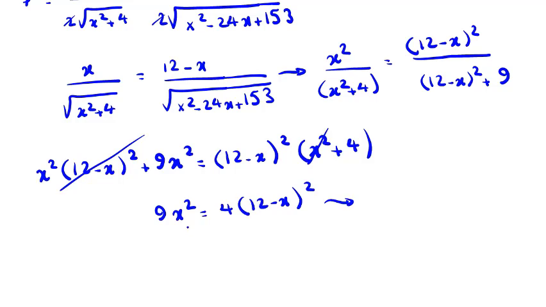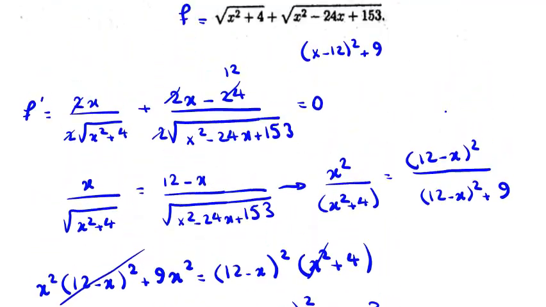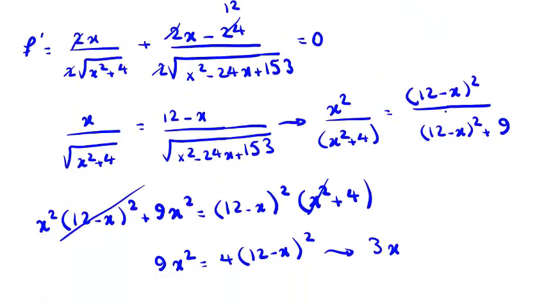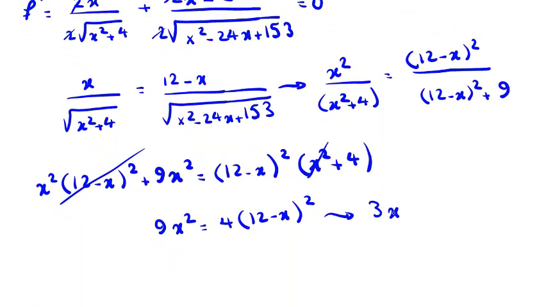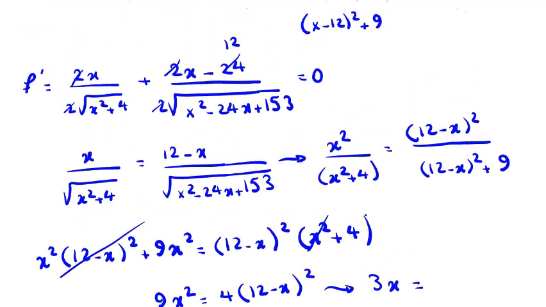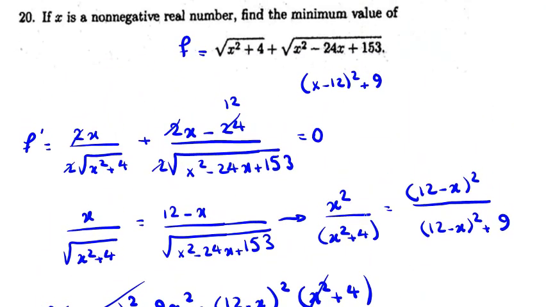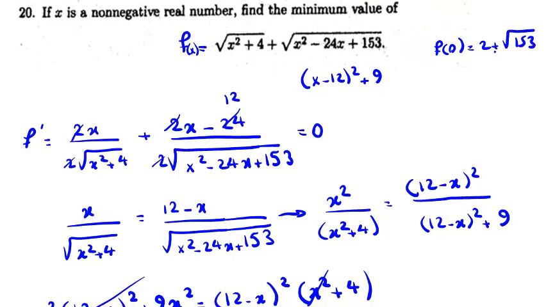You can consider the square root. So absolute value of 3x equals 2 times the absolute value of 12 minus x. The problem says x is a non-negative real number. So you can say 3x here and 2 times 12 minus x, because x is a non-negative real number. So at first we should check f of 0. For f of 0, we have 2 plus the square root of 153. We should compare at the end with this number.